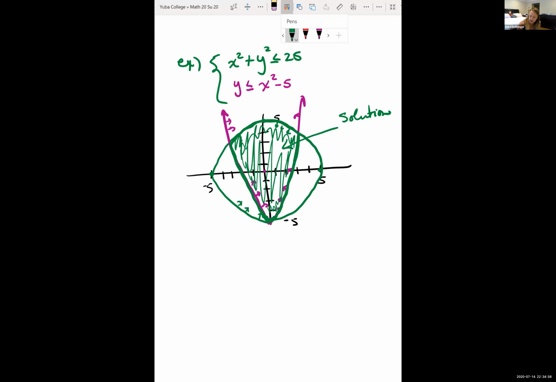So let's find these points of intersection, and that's kind of a review of what we covered yesterday. So find where x squared plus y squared equals 25 and y equals x squared minus 25 intersect.